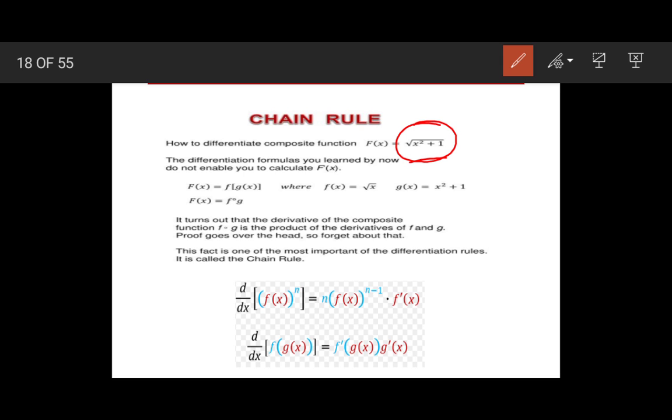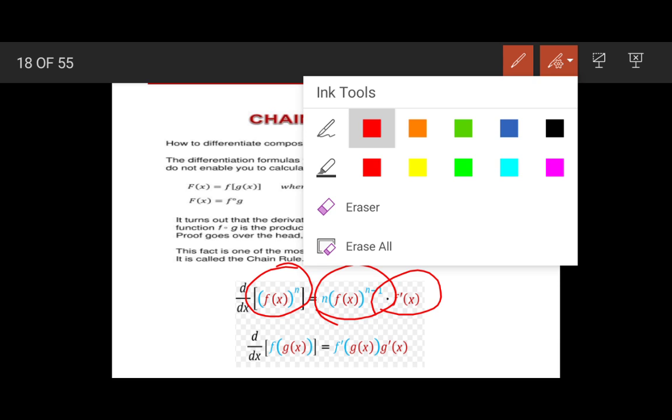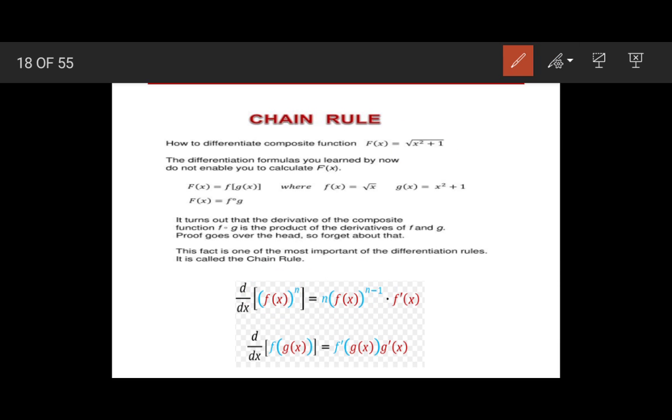So for a composite function, suppose the function is in the form of f(x) raised to n, then first we have to apply the x raised to n formula. Derivative of x raised to n is n into x raised to n minus 1, into derivative of f(x). Okay, so that is the concept of chain rule.